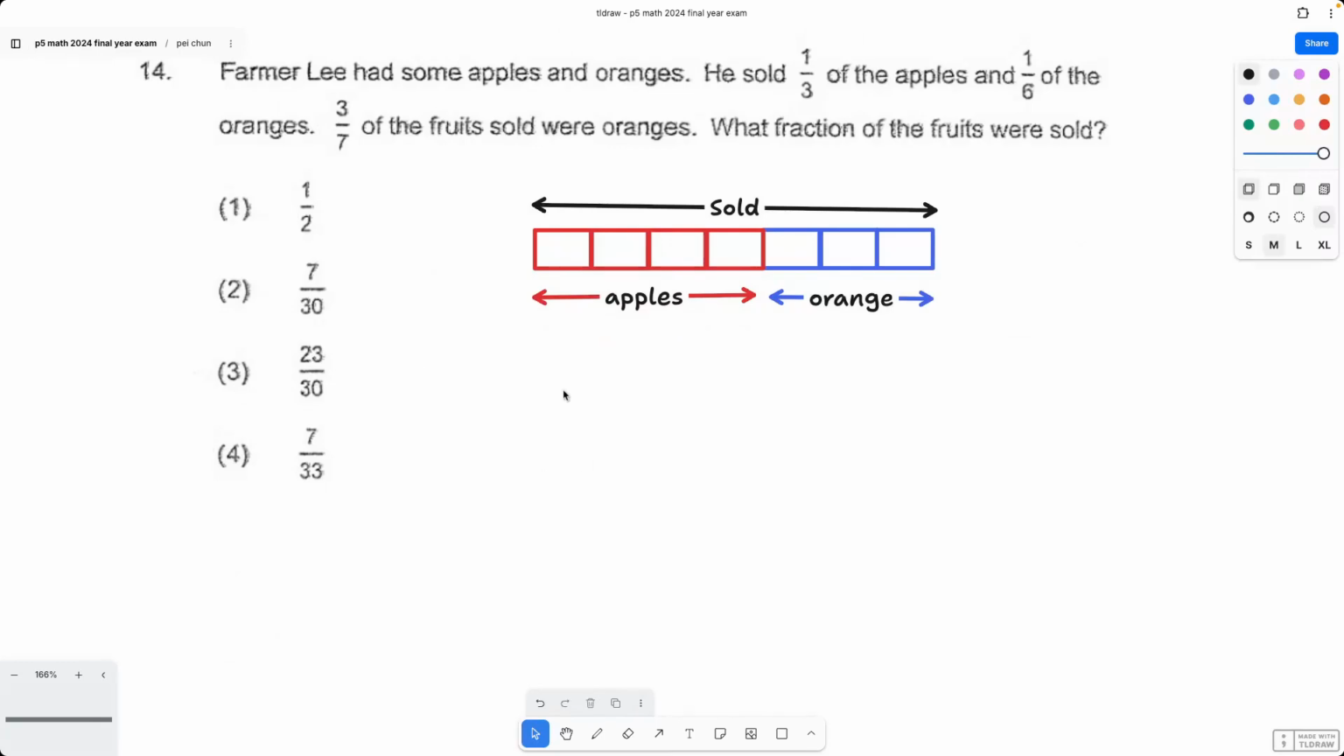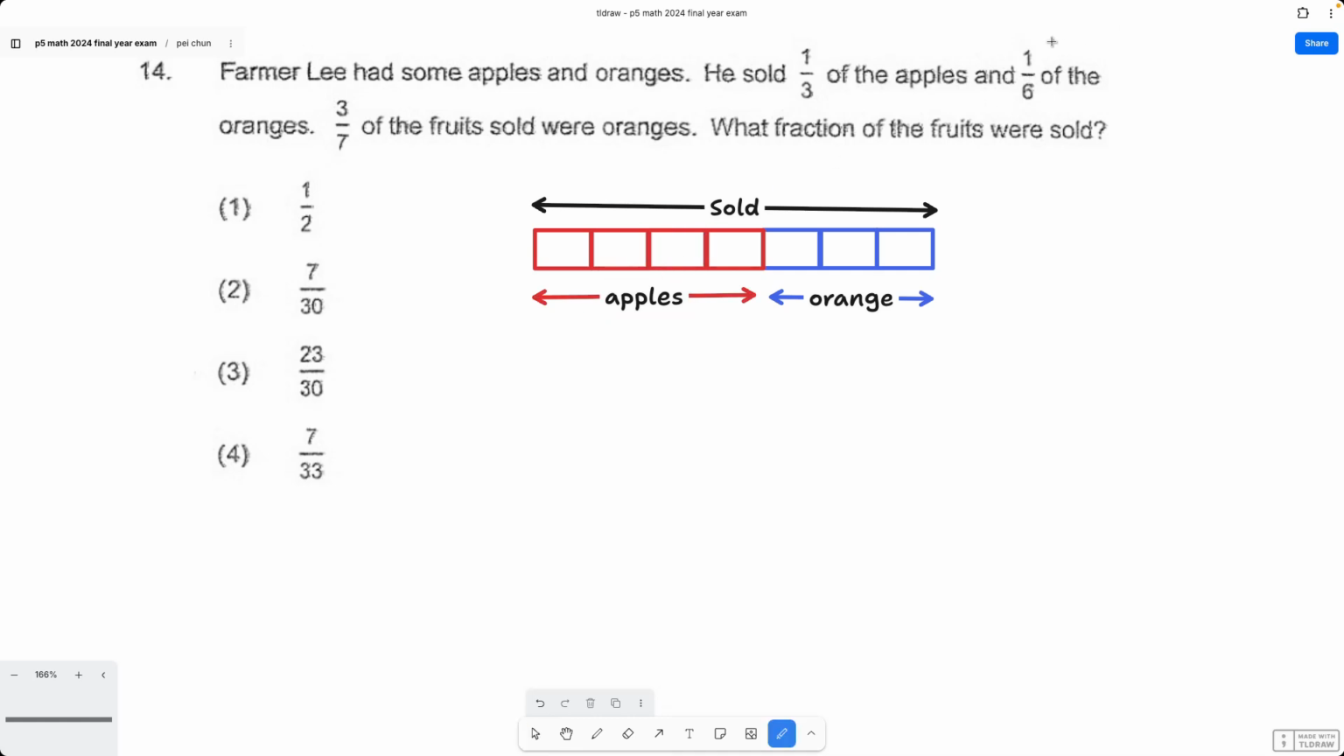All right, so first let's do this. We work backwards. 3/7 of the fruits were oranges. So you see here, 3/7. So 1, 2, 3 is sold. So this is the total, and the last is apples over here. So we have 4 units for apples.